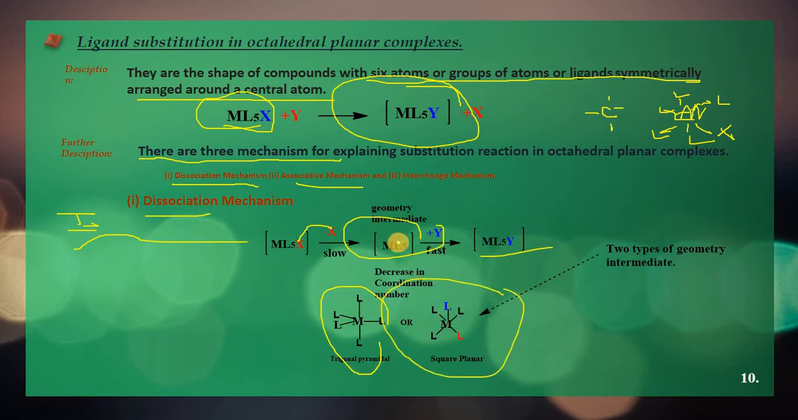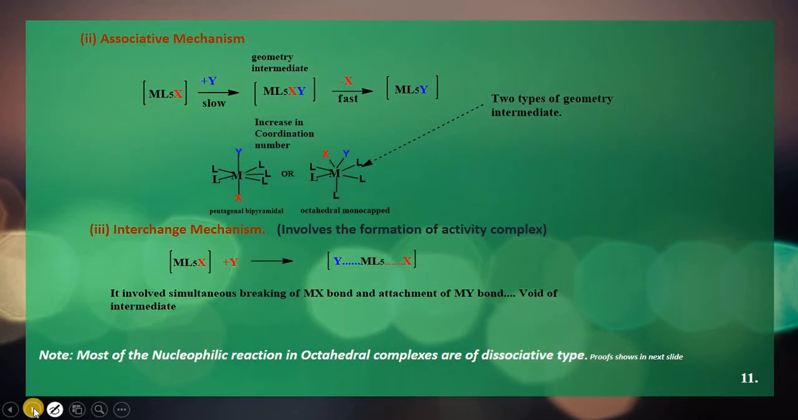I try to show this with a stick illustration showing we can have two types of geometry intermediate in dissociative mechanism. Please, let's note trigonal bipyramid and square planar geometry intermediate. So I will now explain further the associative mechanism in octahedral complexes.